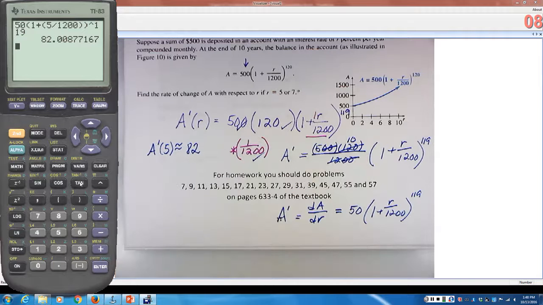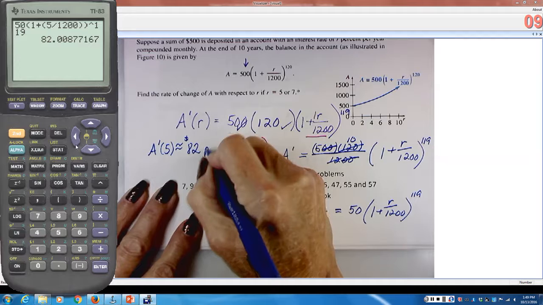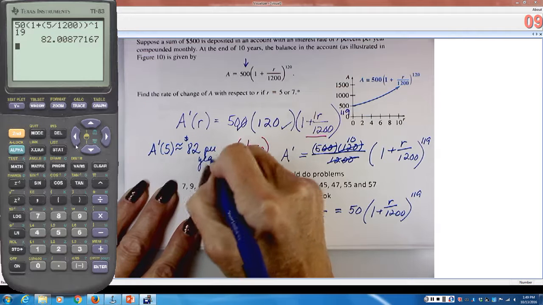What would the units be on that rate of change? A is measured in dollars based on the interest rate. So what would A prime be? Dollars per year. It's rising by $82 per year at 5 years.